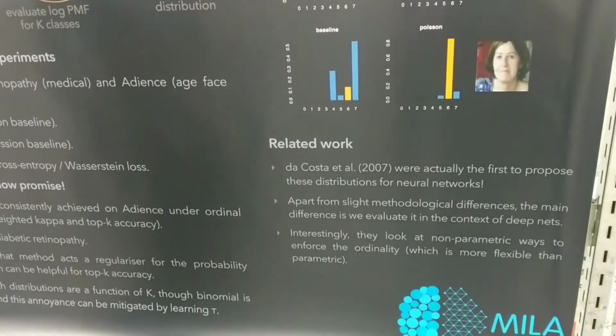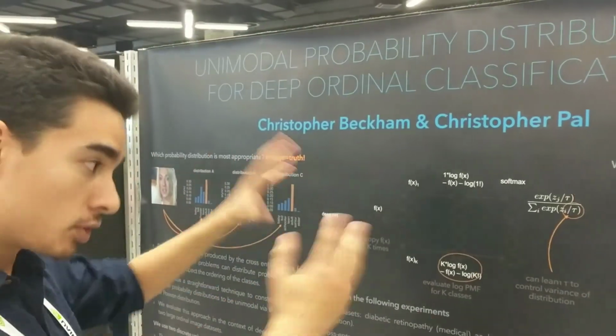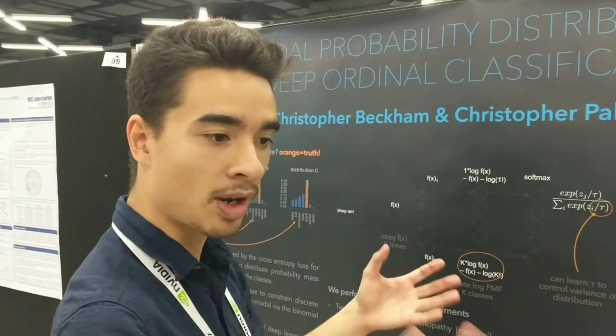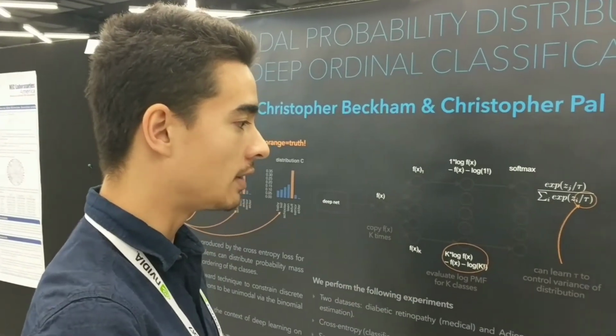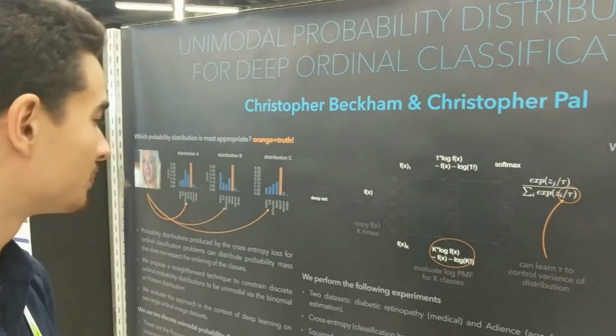Just before I finish, Da Costa and his colleagues in 2007 actually did this 10 years ago. They did it in a classical machine learning context, and we did some things differently, but if you like this work, you should definitely check their work out. They have some nice theory in there, and they also look at non-parametric ways to enforce the ordinality constraint.